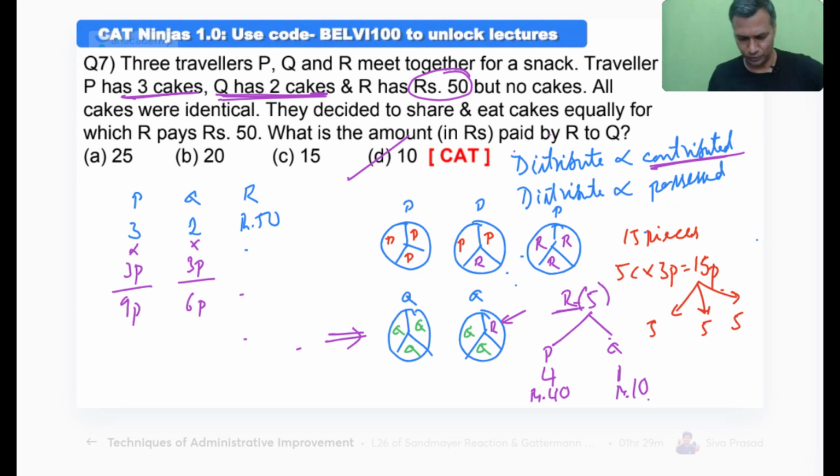Keval, made sense? Good. That's the thing. Don't try to be too generous that you don't eat and you start giving to others. That's an extreme case of generosity. We are not talking about this. We are talking about the question. Now coming to this. Now let's go to this.